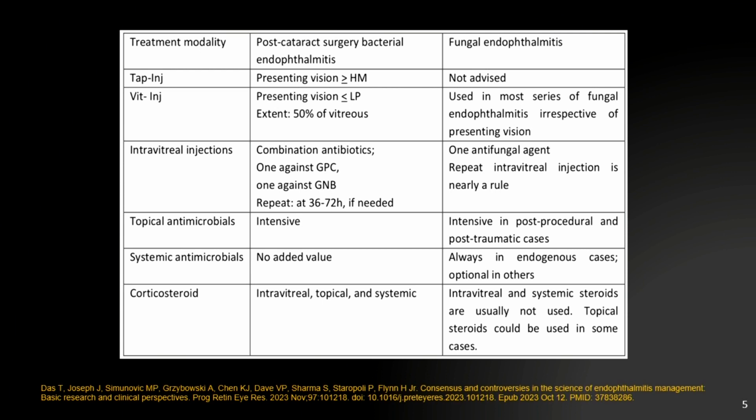So these are modified from over the years, starting from the endophthalmitis vitrectomy study. Focusing on the intravitreal injection part, in post-cataract surgery bacterial endophthalmitis, we usually give a combination of antibiotics. One takes care of the gram-positive organisms and the other takes care of the gram-negative. And inherently it should be repeated within 42 to 72 hours if needed.